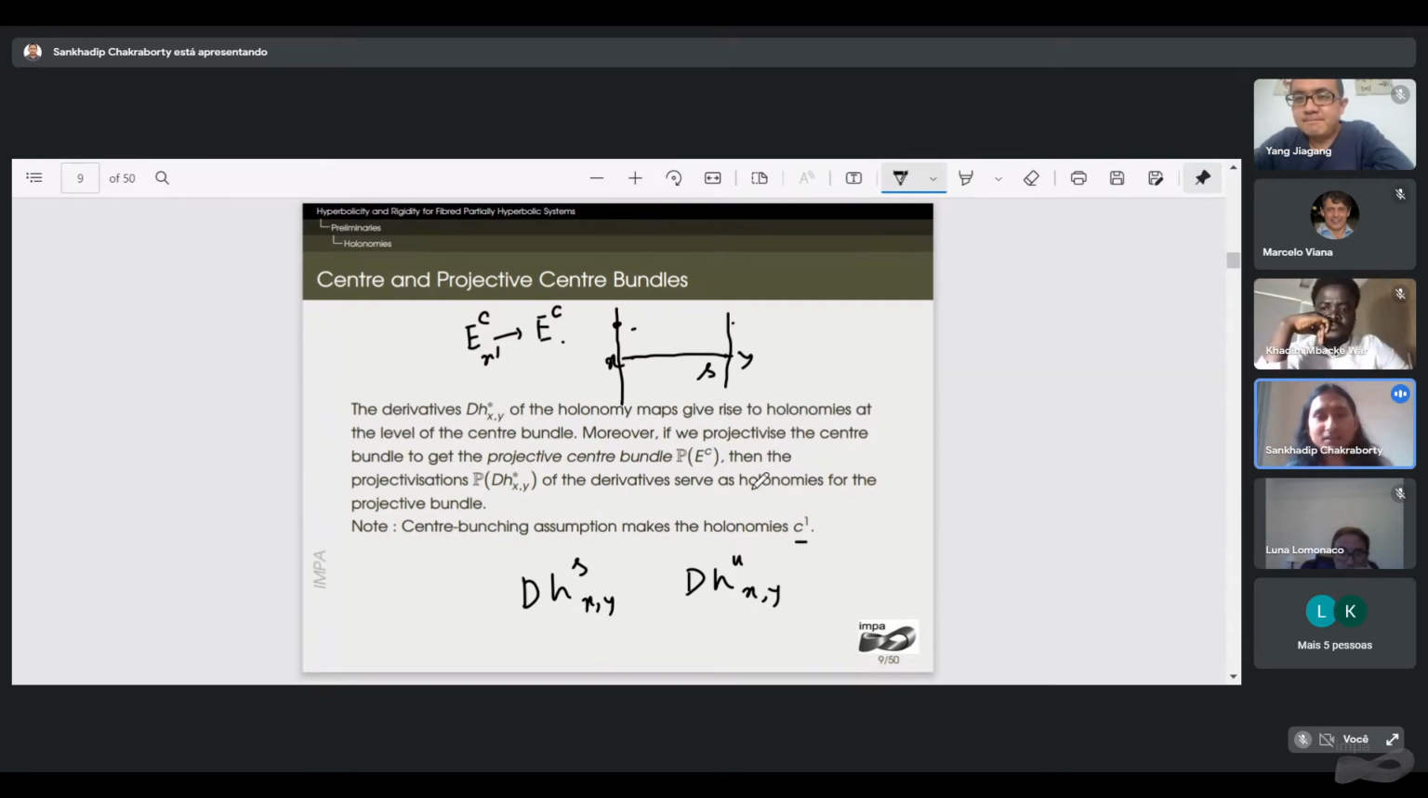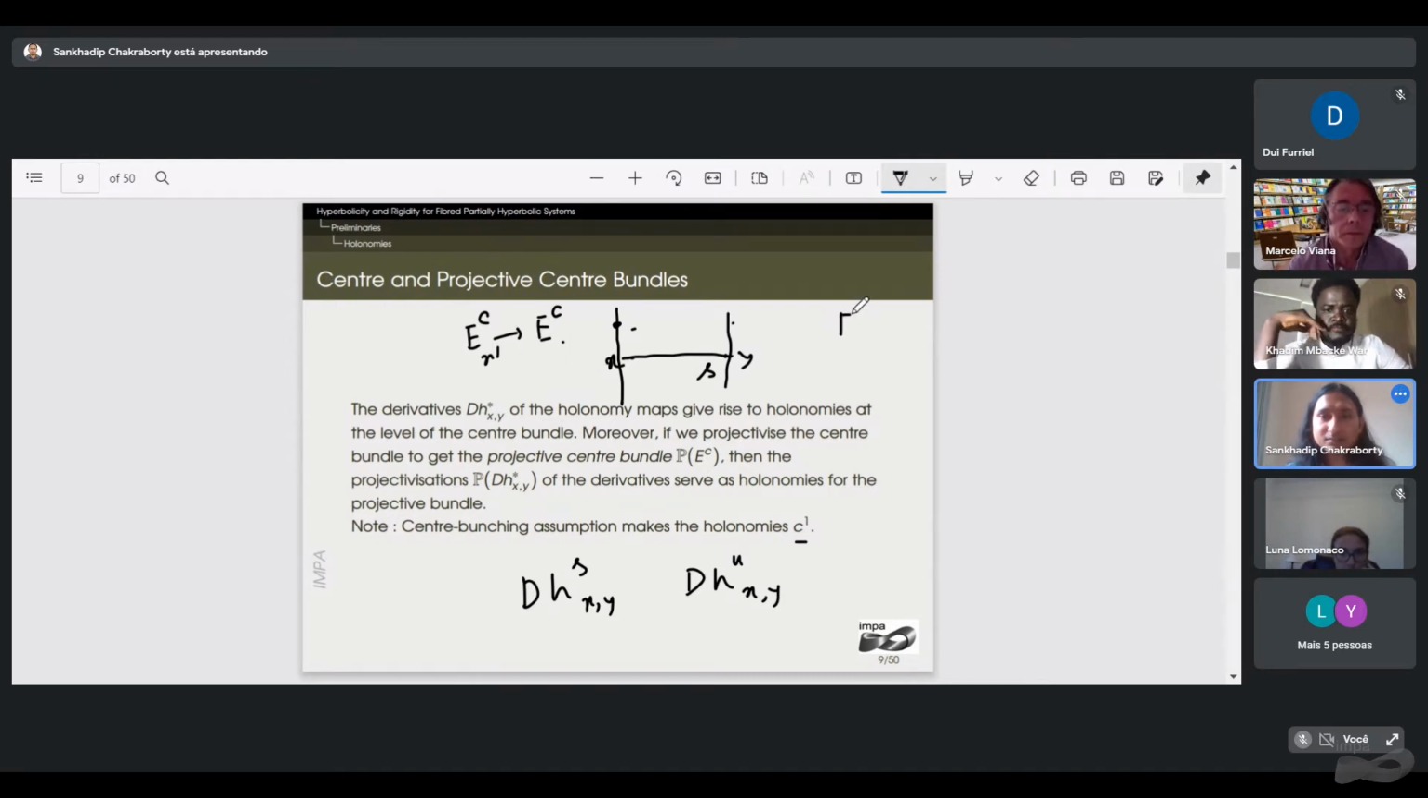And starting from here, we can actually construct more objects. If we projectivize the center bundle, so the center bundle EC on N, we can actually projectivize this bundle, just like we projectivize any vector space. We do it pointwise. If we do that, then the derivative maps, which are linear maps, can be projectivized as well. They serve as holonomies for the projective bundle. Okay, these are the basic constructions that we are going to need.